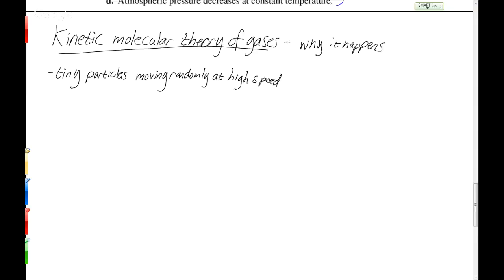And there's another thing that says they travel in straight lines. The really important thing of all this is the collisions with container walls is where pressure comes from. So when gas molecules hit the wall, that causes pressure. And we can use this idea to explain Boyle's law.